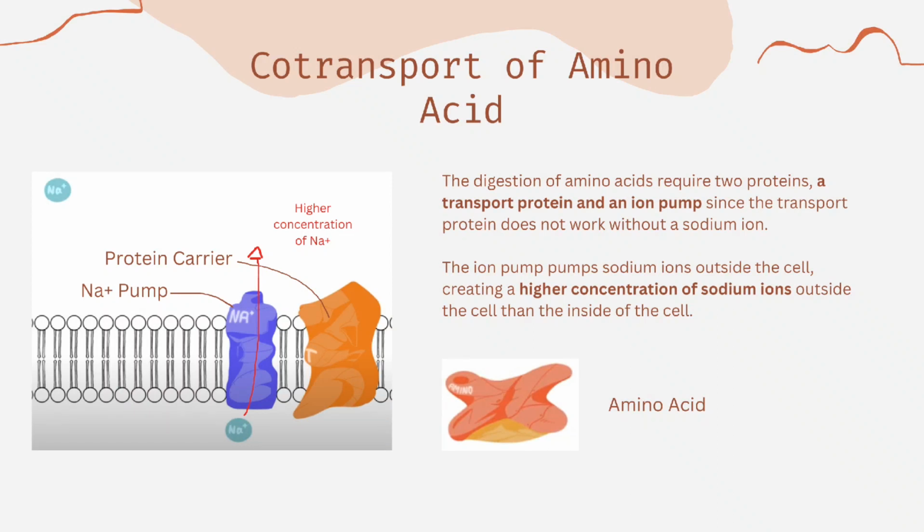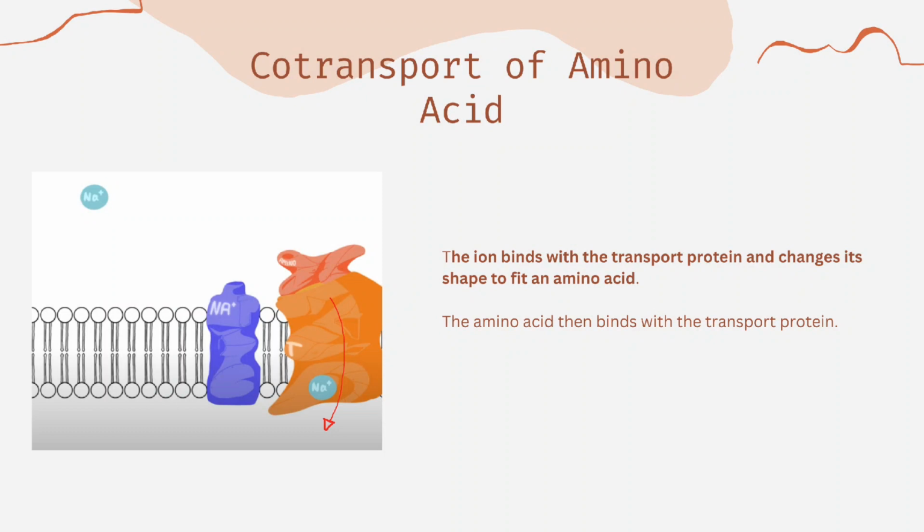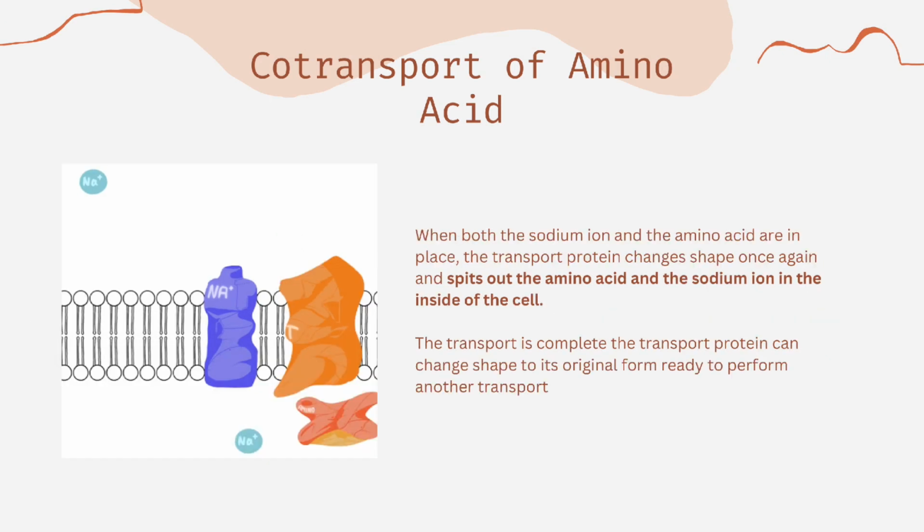First of all, the ion pump pumps sodium ions outside the cell, creating a higher concentration of sodium ions outside the cell than inside, because of the concentration difference. The ion binds with the transport protein and changes its shape to fit an amino acid. The amino acid then binds with the transport protein. When both the sodium ion and the amino acid are in place, the transport protein changes shape once again and releases the amino acid and the sodium ion inside the cell. The transport is complete. The transport protein changes back to its original form and is ready to perform another transport.